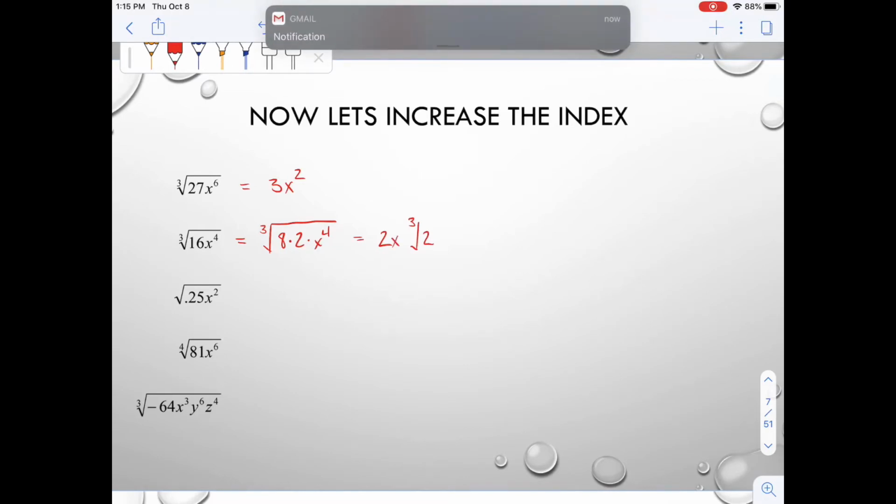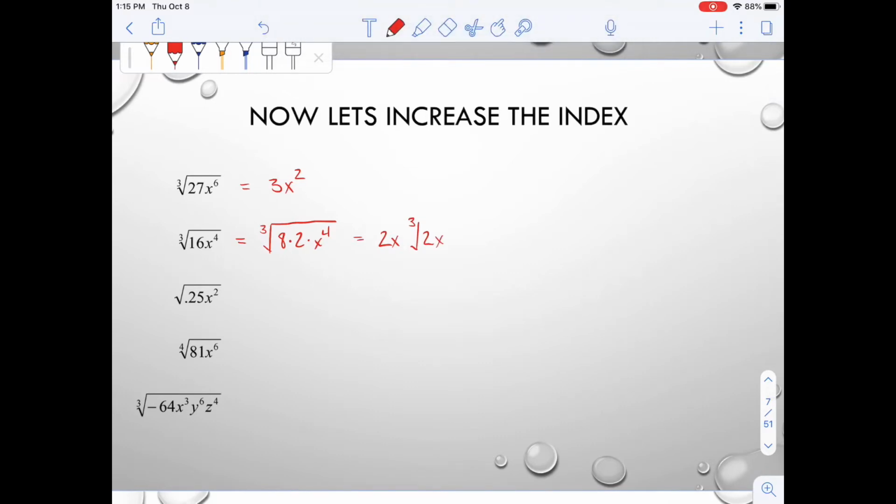3 goes into 4 for the x terms one time with a remainder of 1. So here I get 2x times the cube root of 2x.